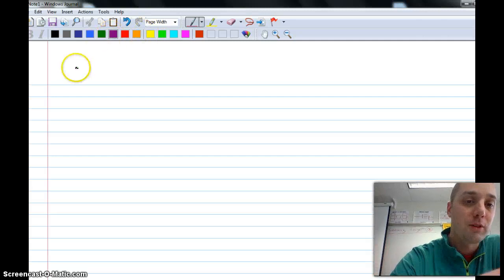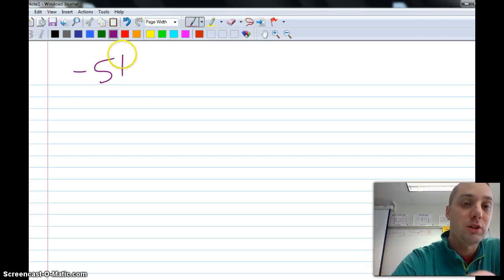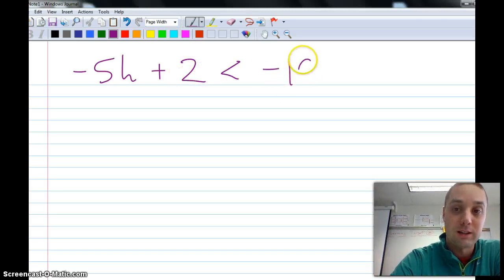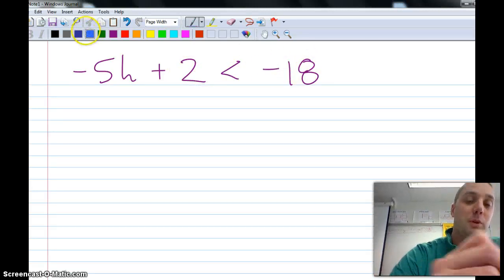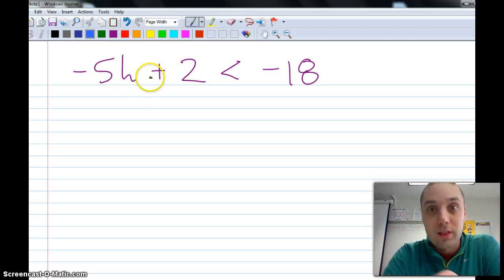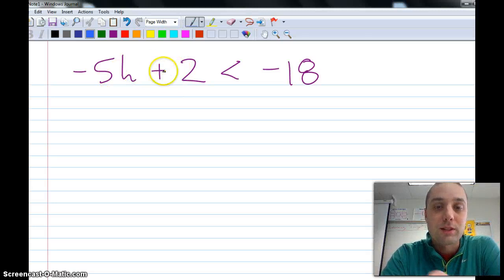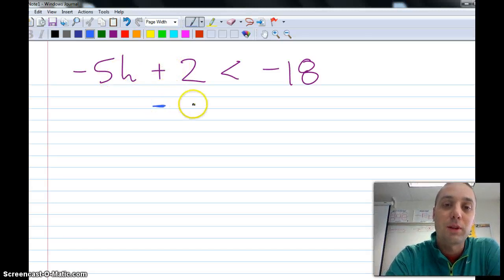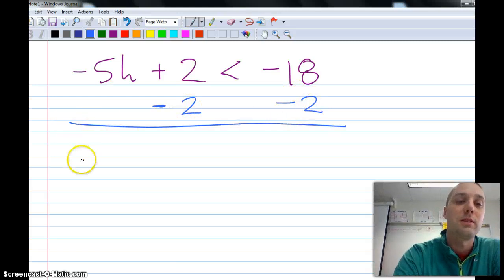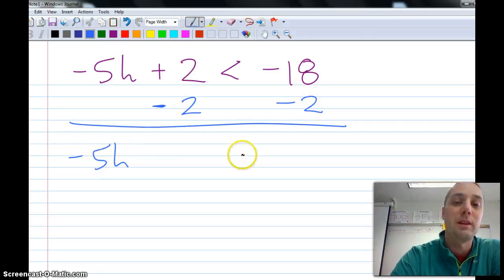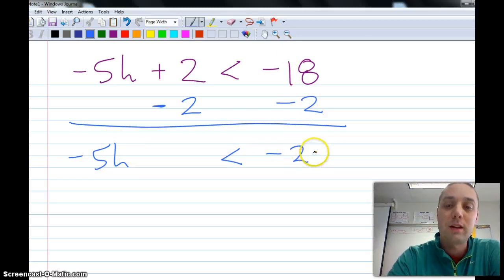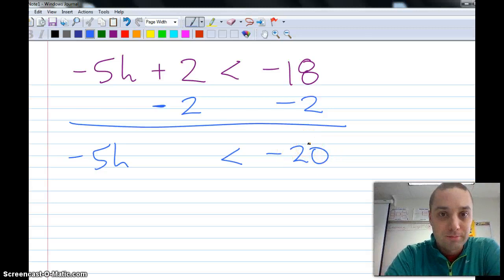Let's do one of those so you have those in your notes. Negative 5h plus 2 is less than negative 18. So we look at this and go, okay, we need h by itself. Here's where the letter is, so we're going to start on the left-hand side. Reverse PEMDAS says adding or subtracting first. To get rid of a plus 2, we go minus 2. Whatever we do to one side, we do to the other. Negative 5h comes down. Less than comes down. Negative 18 minus 2 is negative 20. Drops down. Step 1 done.